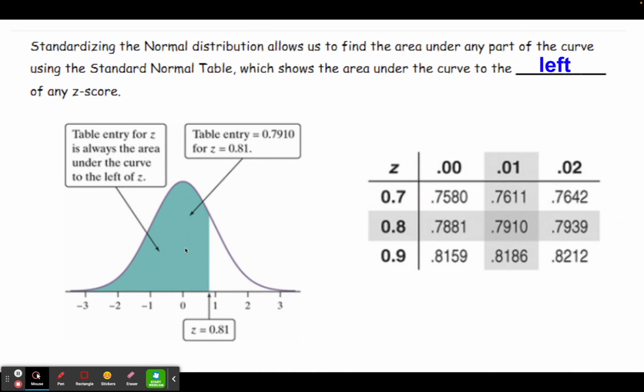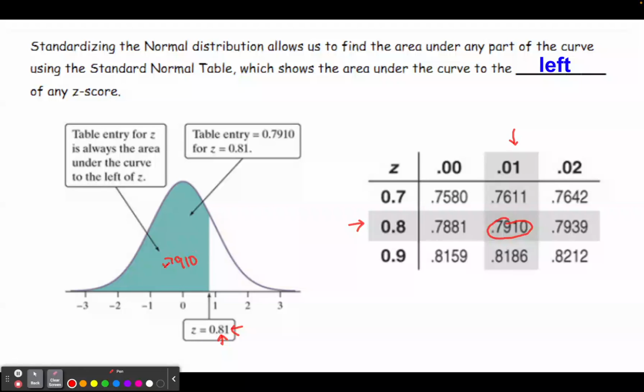we use Table A. And because our z-score is 0.81, we separate that into the tenths place, which we look for in the left-hand margin of the table. And then the hundredths digit, the 0.01 there, is where we look in the top margin of the table. And where that row and column intersect, we have a decimal that goes out to 4 places. And that tells us that the area of this shaded region is 0.7910.